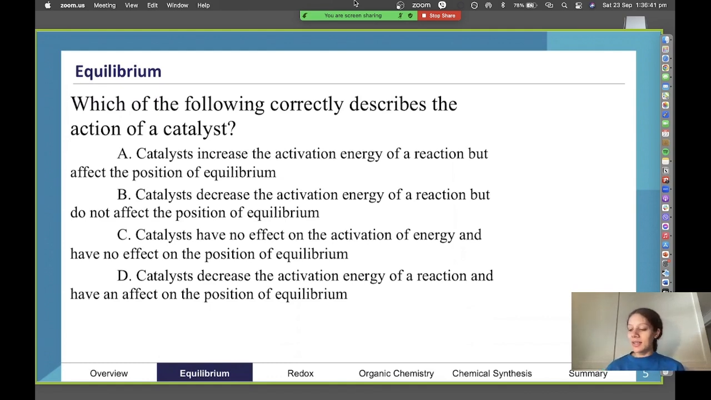So that's just a couple of things to have a think about. But we'll go through this question. So it asks, which of the following correctly describes the action of a catalyst? So the first option is catalysts increase the activation energy of a reaction, but affect the position of equilibrium. We have catalysts decrease the activation energy of a reaction, but do not affect the position of equilibrium.